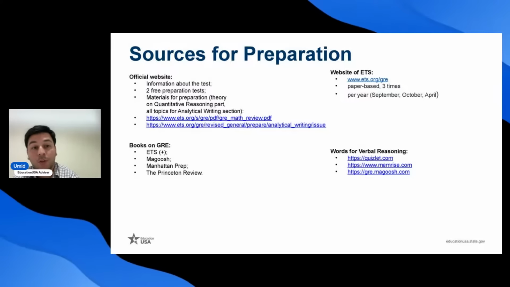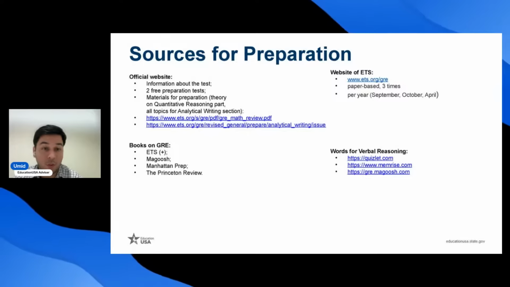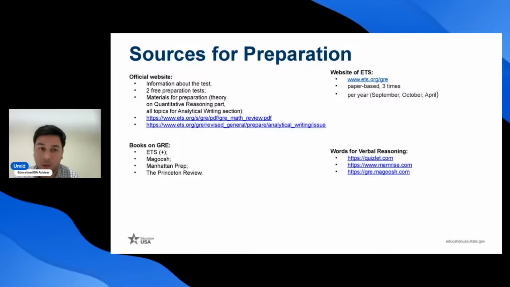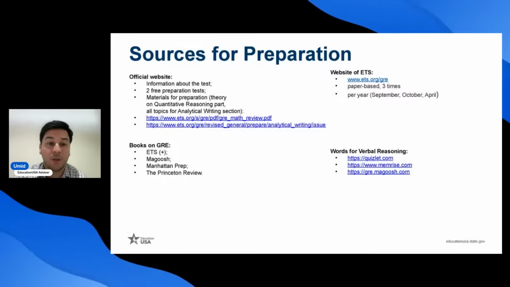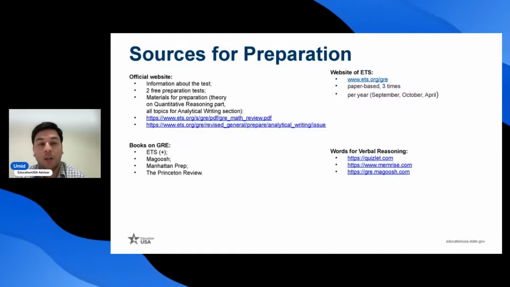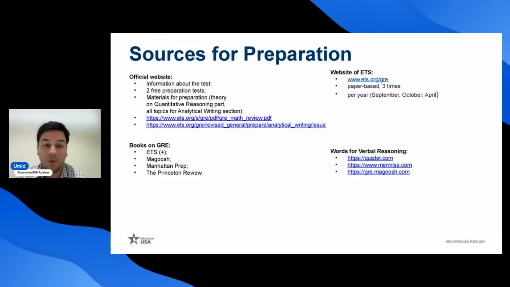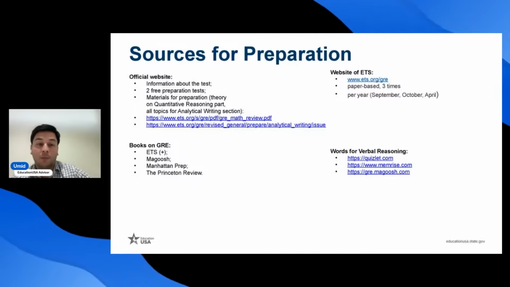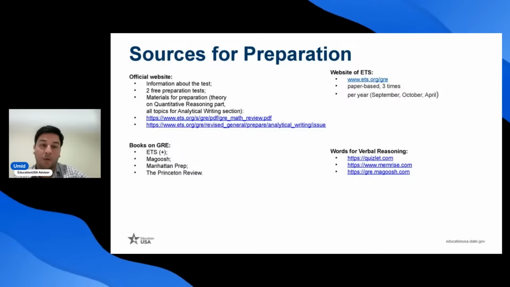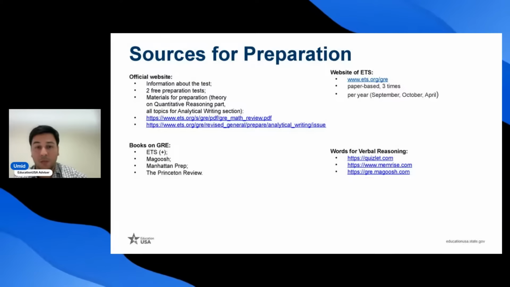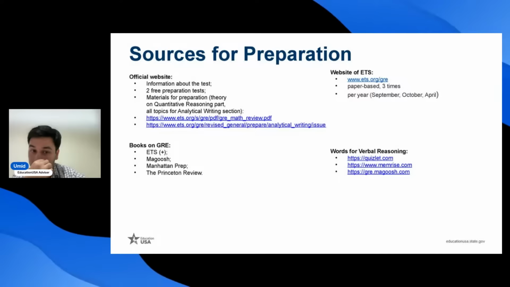So, sources for preparation: you have an official website with information about the test, and two free practice tests are also available there. You have materials for preparation, theory for the quantitative reasoning part, and all topics for the analytical writing section. Books on the GRE are quite the same. You have ETS, plus Magoosh, Manhattan Prep, and the Princeton Review. And on the ETS website you have a paper-based exam, so you can take it there 3 times.